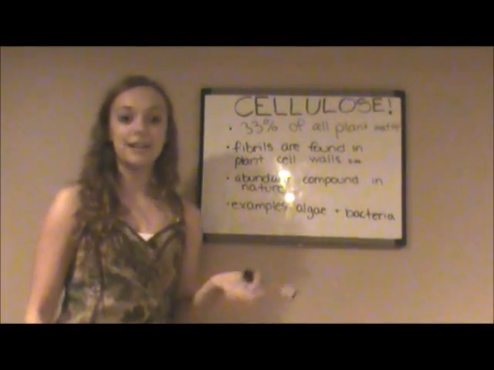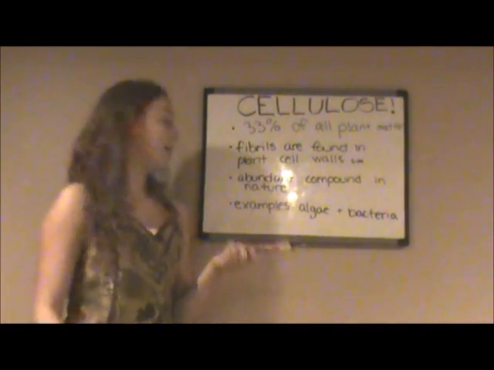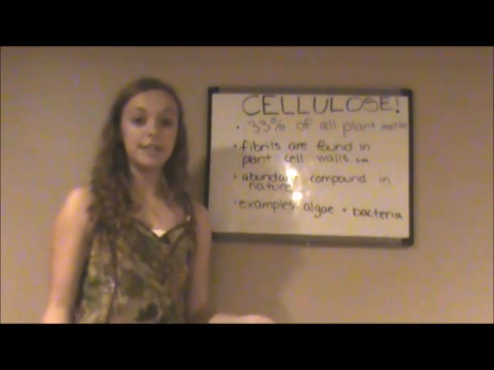33% of all plant matter is cellulose. Cellulose fibrils are found in plant cell walls, just like S-Dog said. Cellulose is the most abundant compound in nature, and examples of cellulose are algae and bacteria.